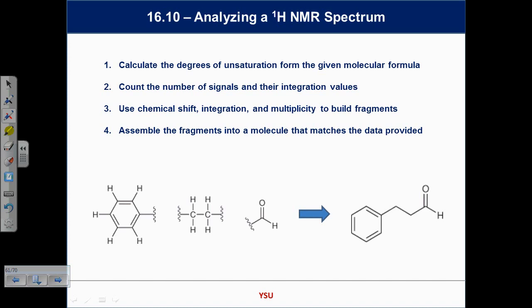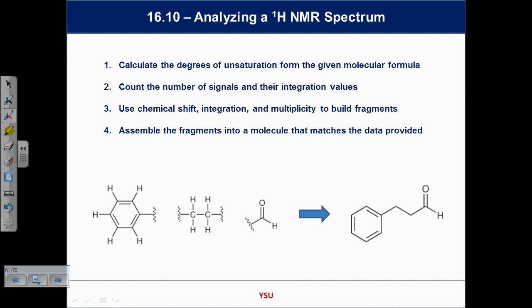So first off, the obvious thing is to count the number of signals. If you've got 6 signals, you've got 6 types of proton. Then you start thinking about integration, because that tells you how many of each you have. Yeah, it's a ratio again, so be careful, but it does tell you how many of each of the types of protons you have. And then here's the hard part. Building fragments. It's a bit like synthesis, a bit like retrosynthesis.